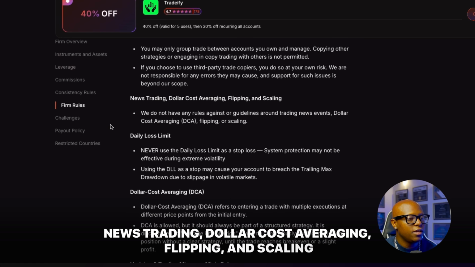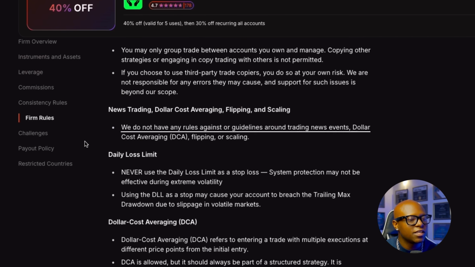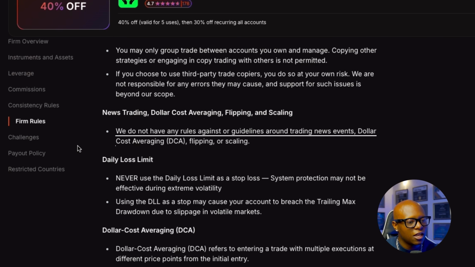For news trading, dollar cost averaging, flipping, and scaling, they say they do not have any rules against or guidelines around trading news events, dollar cost averaging, flipping, or scaling. So you're all good there.